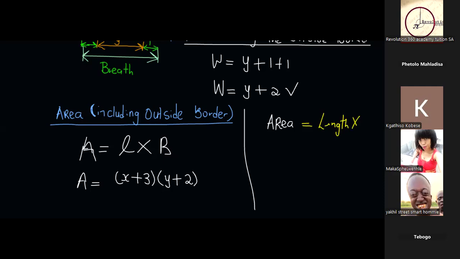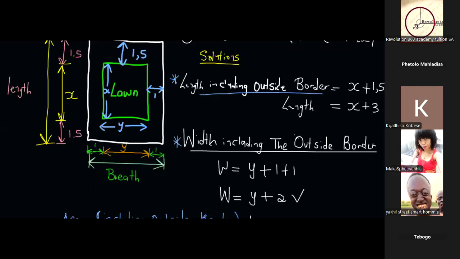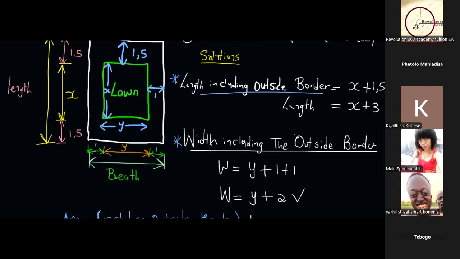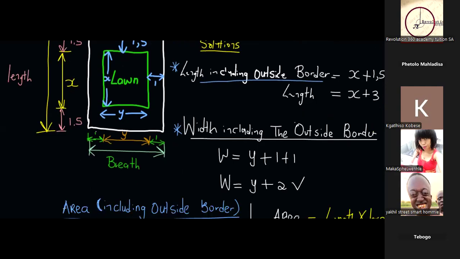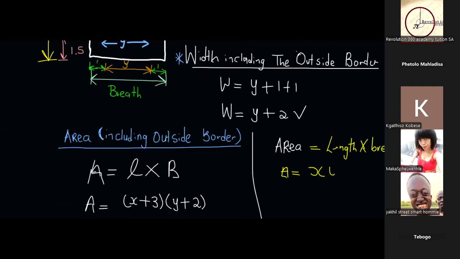Remember, now we're going to write the length of the lawn. The length of the lawn, length is the longest side. When you look at the green zone on the lawn, our length is represented by x, our breadth or width is represented by y. So it means to say area will be xy. So area here will be xy, x times y. x times y is going to represent our area.